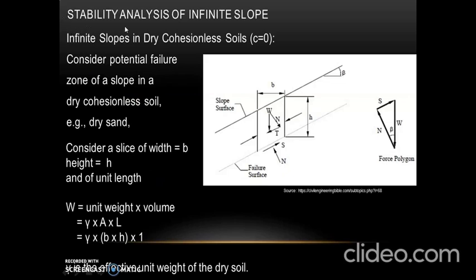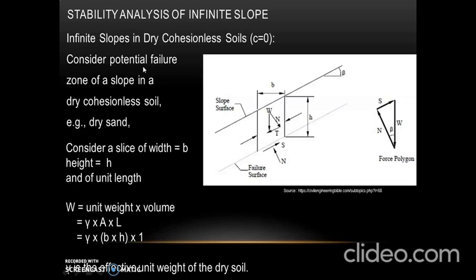Now we will find out how to carry out the stability analysis of infinite slope. We will consider the case for dry cohesionless soil, wherein the value of cohesion, that is C, is equal to 0. That may be sand.